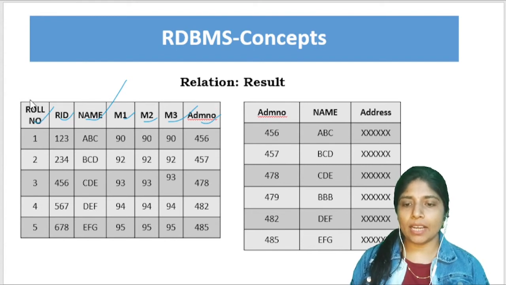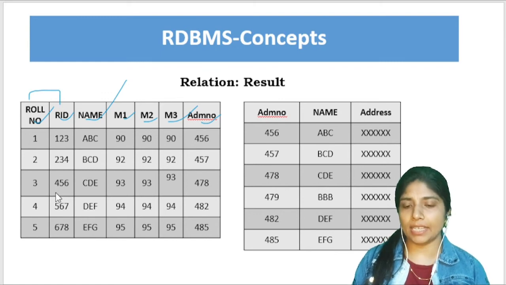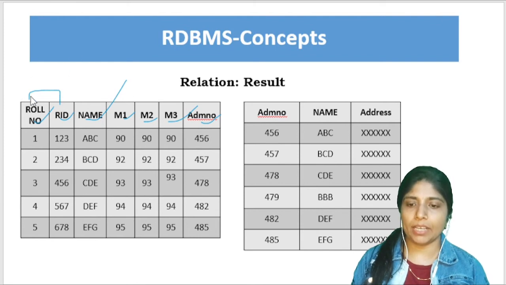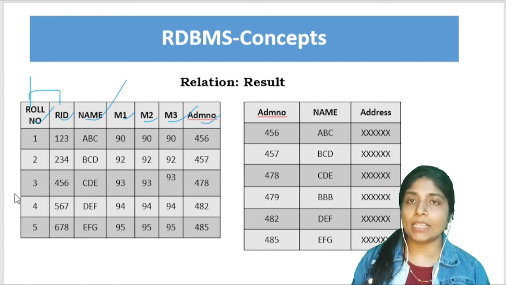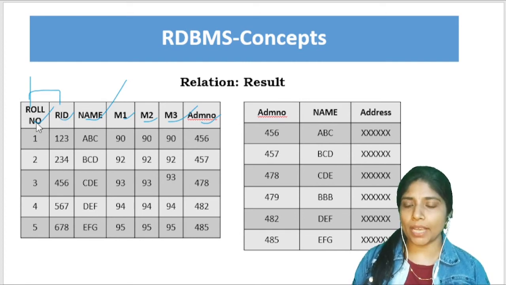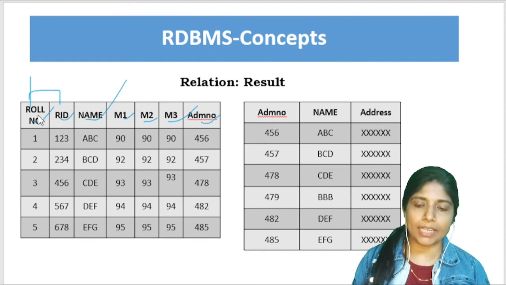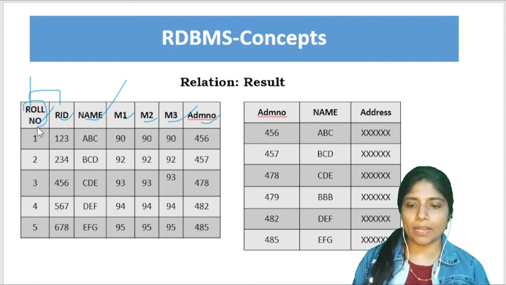So there are two candidates here, roll number and RID. You can choose any one of these as primary key. So candidate keys are roll number and RID. If you select roll number as primary key, then RID becomes the alternate key. So there are two candidate keys, roll number and RID, and you have chosen roll number as primary key. So RID became the alternate key.